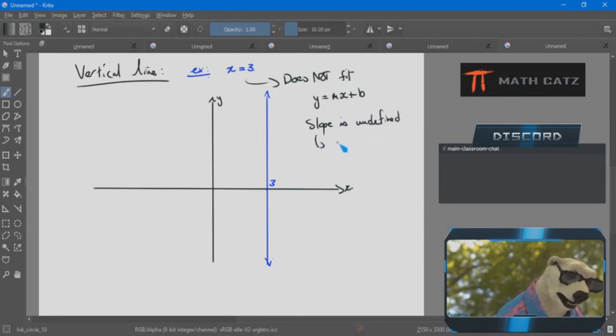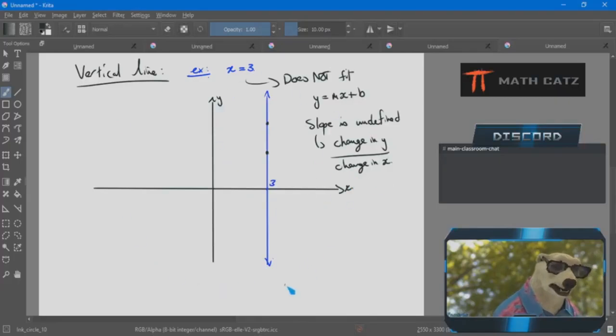Because the slope is change in y over change in x. As I go from one point to the next, there's a change in y, great. What's the change in x? There is no change in x, so I'd be dividing by 0, and that can't happen. So talking about the slope of a vertical line makes no sense. It's undefined. Also very important.